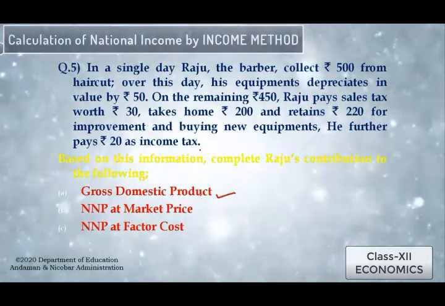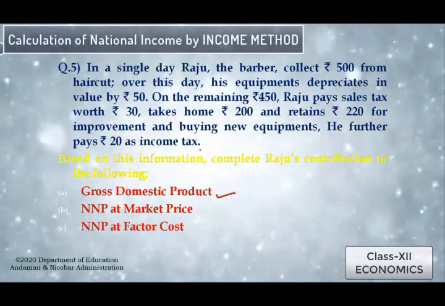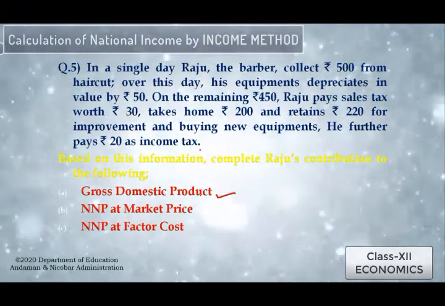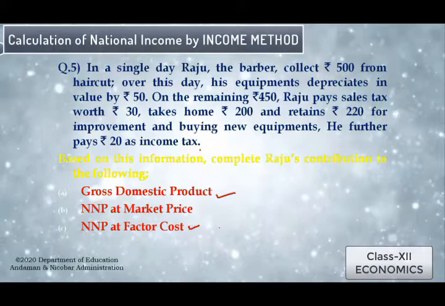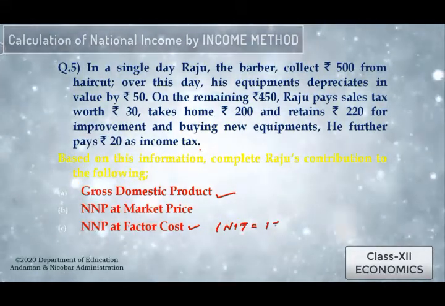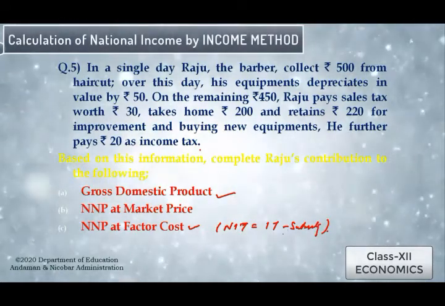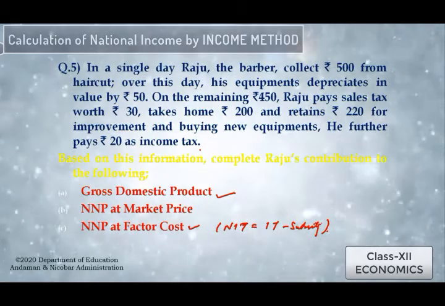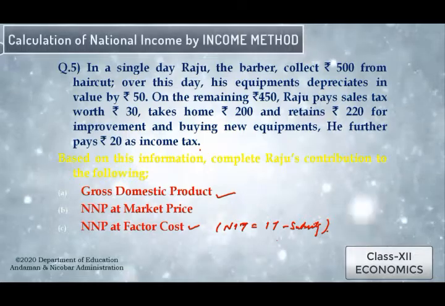So how can it be converted? Very easily. To convert the value of market price into factor cost, we need to subtract the value of NIT, that is net indirect taxes. NIT can be calculated with the help of indirect tax minus subsidy. So by this way we can calculate the value of national, that is NNP at factor cost. So let's see the solution.